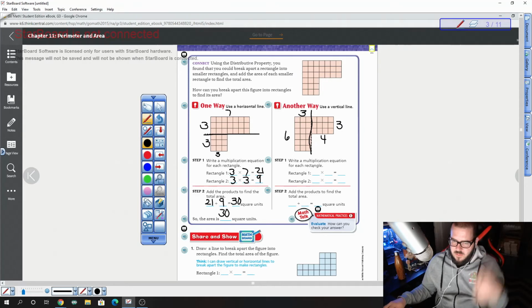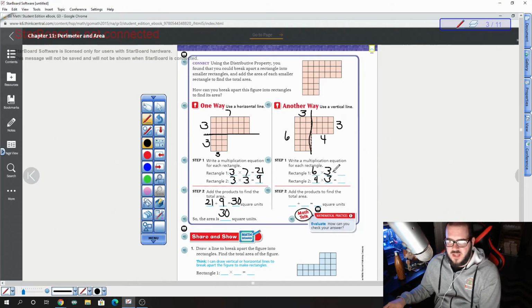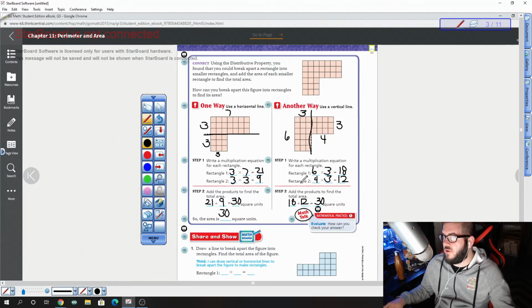So my first shape, 6 times 3. My second shape can be 4 times 3. 6 times 3 is 18, and 4 times 3 is 12. Now we can go ahead and add those products together to find the total area. 18 plus 12, and if you thought about it carefully, these shapes are going to have the same area. 18 plus 12 is going to be 30 square units.